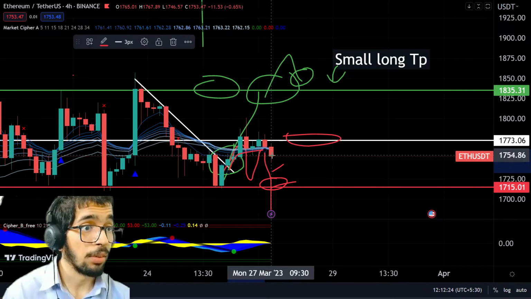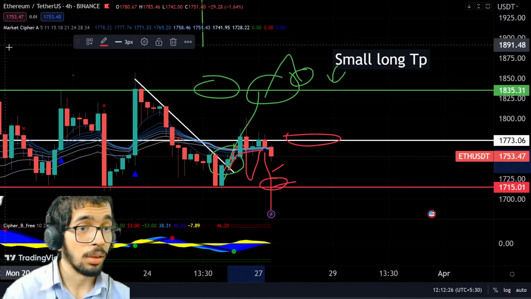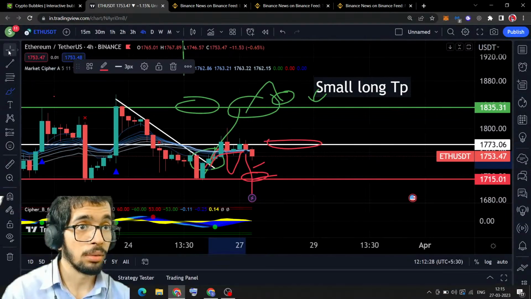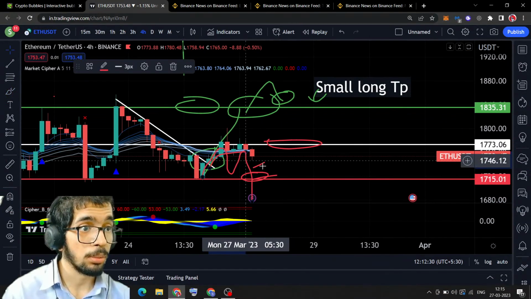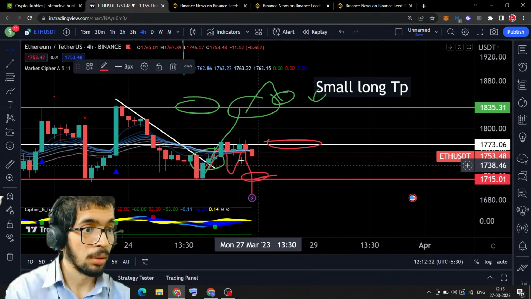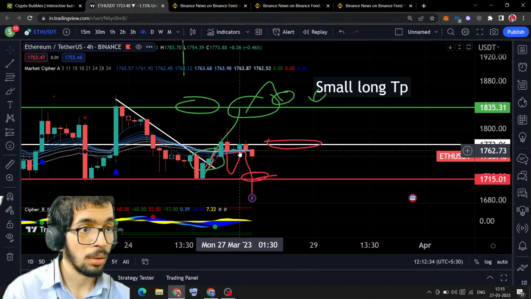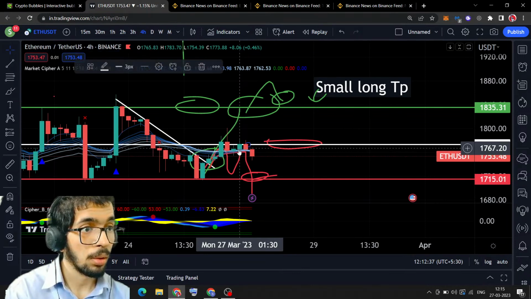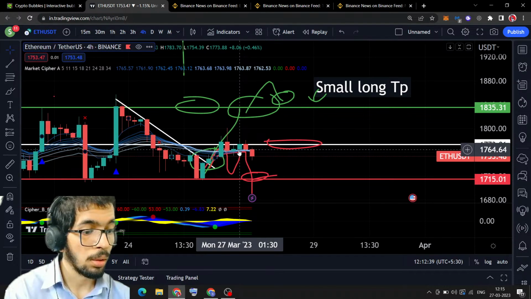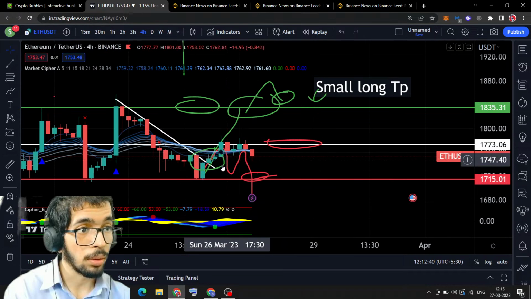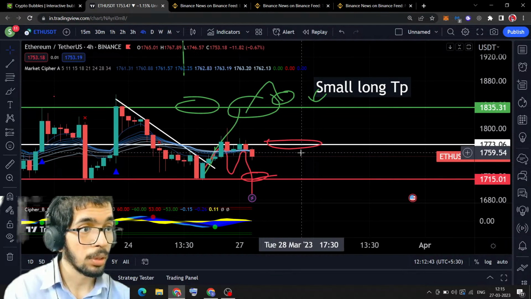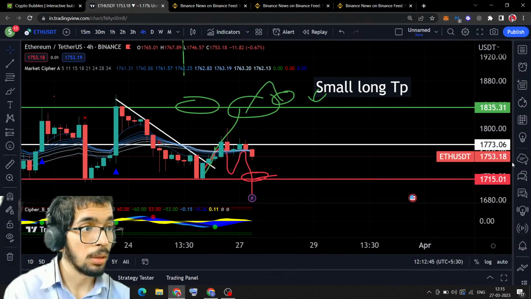Okay, if it breaks, wait, I can't see. I'll check whether you all can see. I'll just remove this thing. Okay, so now you can see it, right?